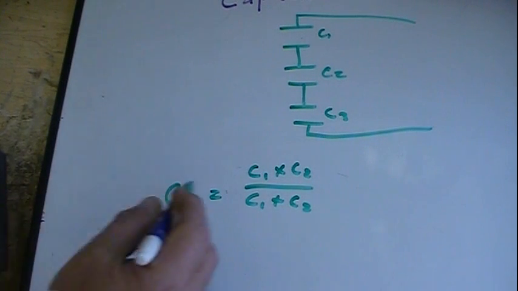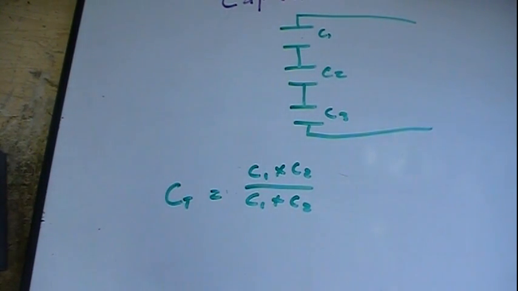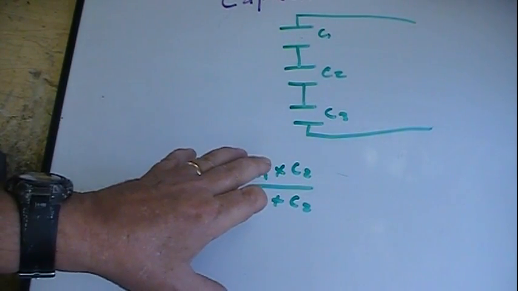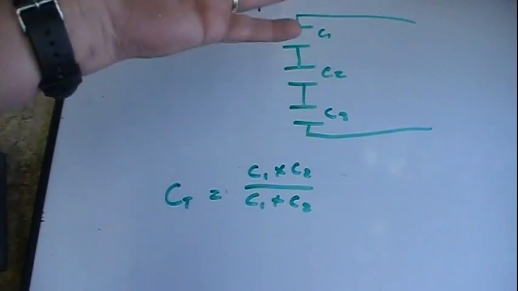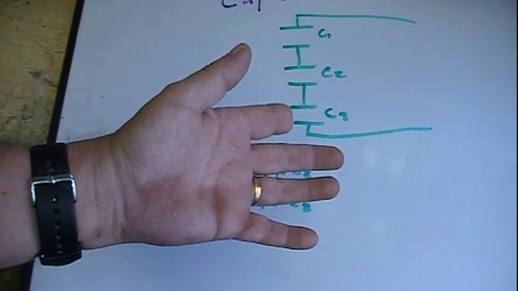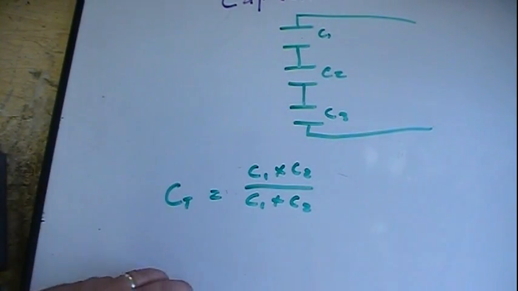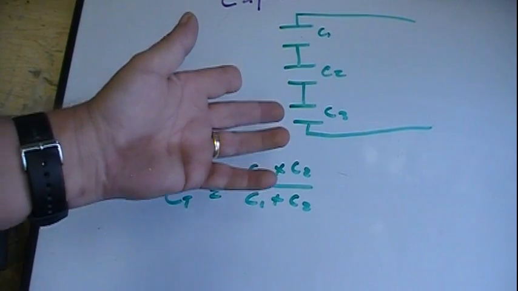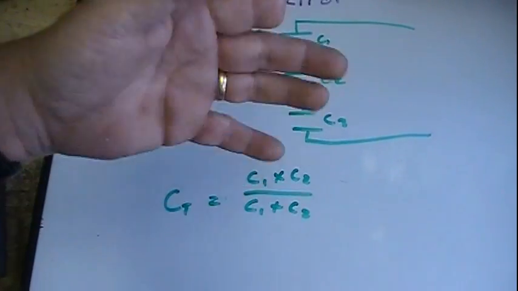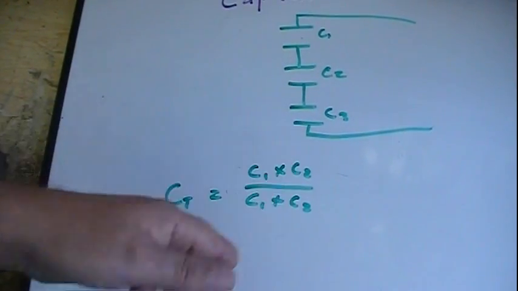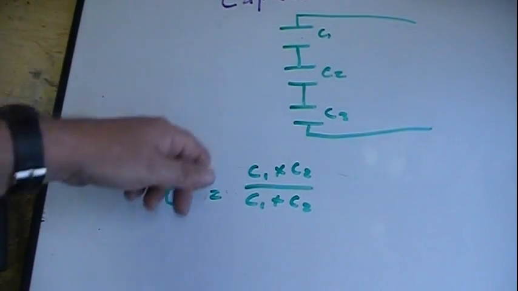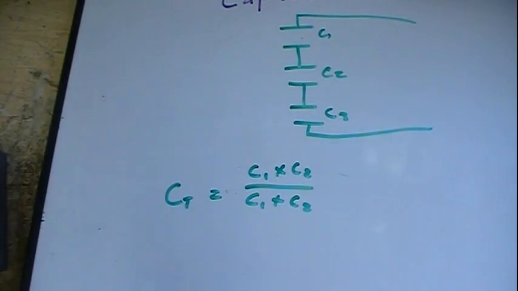If they are the same size, then the total is 1/2 the value of one capacitor. So if I have two 10 microfarad caps and I put them in series, I get 5 microfarads. That's it. If I've got two 8s, I get 4. If I've got two 16s, I get 8. It's just 1/2 of one of them, if they're the same size. If you've got two that are not the same size, you use this formula, and then you use the other formula if you've got more than two.